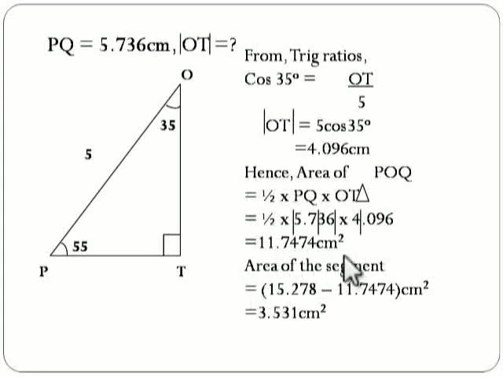So now for the area of the segment, we are subtracting the area of the triangle from the area of the sector to get 3.531 centimeters squared.